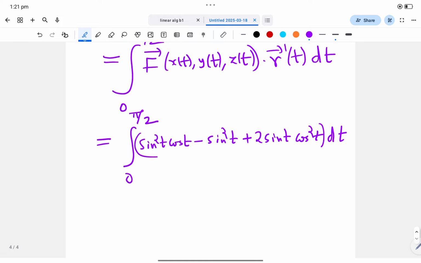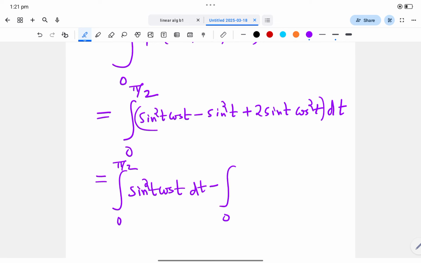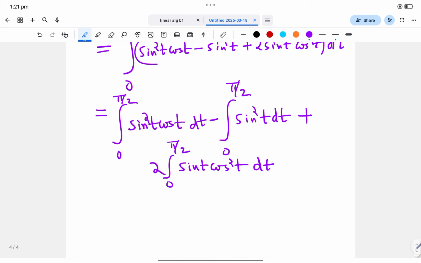Now we have to compute each and every integral separately. So first let us try to compute. We can split this like this: integral 0 to pi by 2 sin square t cos t dt minus integral 0 to pi by 2 sin square t dt plus 2 into integral 0 to pi by 2 sin t cos square t dt. So let us compute the first integral.